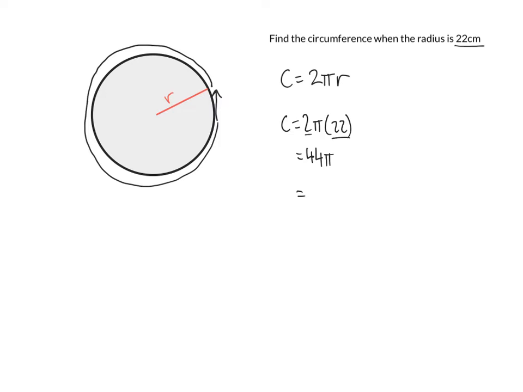And using my calculator, I get 138.2300. Now I'm rounding this off to 2 decimal places, which is these two. The number that comes next is a 0, which is less than 5, so I can just get rid of those ones, and the 3 stays the same. So my circumference is 138.23 centimeters.